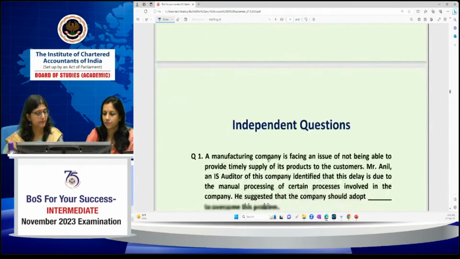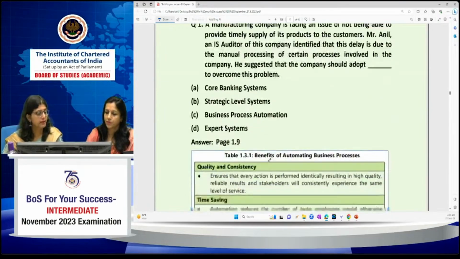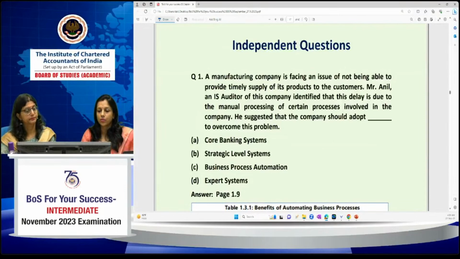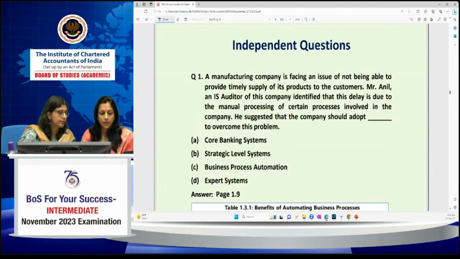Okay. Now we have certain independent questions. So now we'll take some independent questions, because as ma'am explained in the beginning, you have one integrated case scenario on the basis of which you have 5 questions, and then you will get 5 independent questions, each from one chapter. Now the first question says, a manufacturing company is facing an issue of not being able to provide timely supply of its product to the customer.